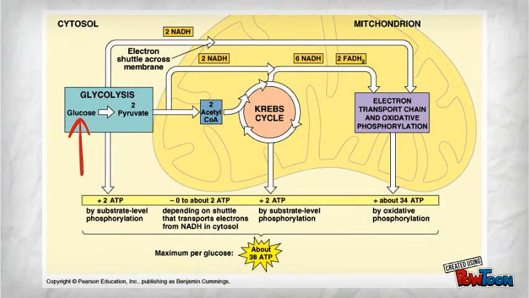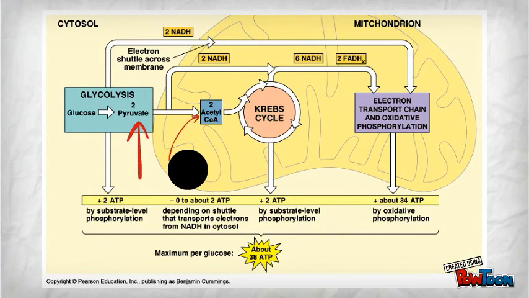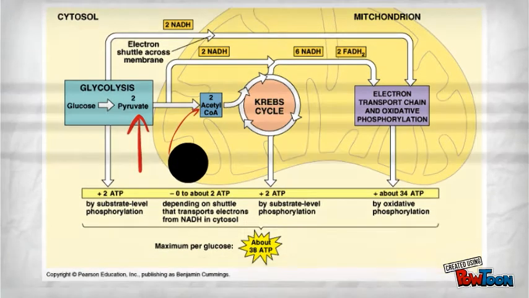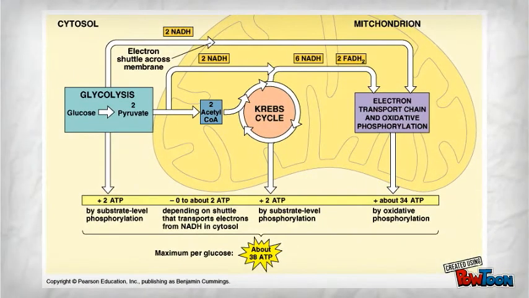In glycolysis, glucose is broken down to 2 pyruvate that yields 2 ATP and 2 NADH. The pyruvate are then turned by a compound into acetyl-CoA. Acetyl-CoA enters the Krebs cycle and adds electrons to the NAD and FAD, sending them to the electron transport chain.